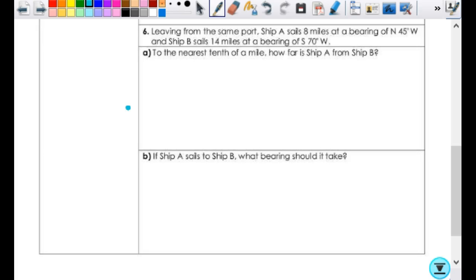Once you draw it, it's in front of you. If you see that it's wrong, then you change it. It's fine. You don't have to be perfect on it every single time. So you go north 45 degrees. So you're at north, and you go 45 degrees to the west, that way. So your angle is right there. You're good.